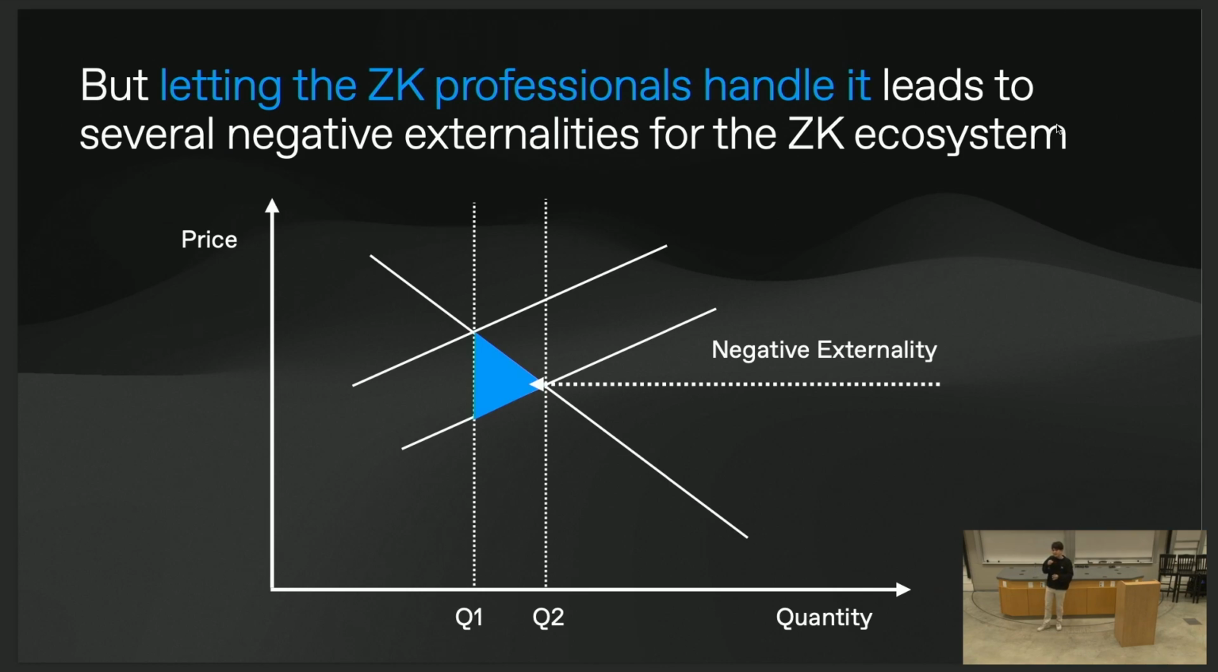So my controversial take, maybe, in this talk is that I think this current model, where dApp teams outsource their ZK needs to other ZK professionals, is really unhealthy for the ZK ecosystem, and it results in various negative externalities. In particular, I think this current model of outsourcing work to these ZK teams inherently leads to less useful and meaningful adoption of ZK in decentralized apps.